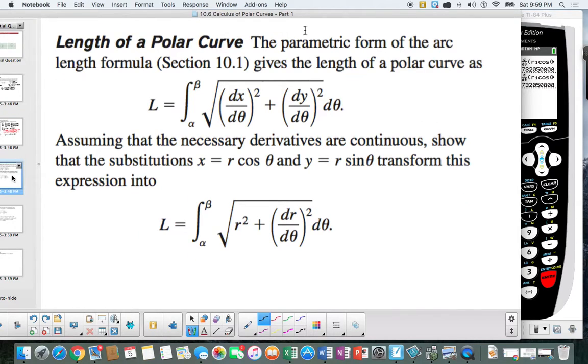All right, the length of a polar curve. Now this is the parametric form, and this can be changed to polar form using this. If we go ahead and find its derivative and evaluate it, it will simplify to this. And I'll give you a peek as to how that is done.